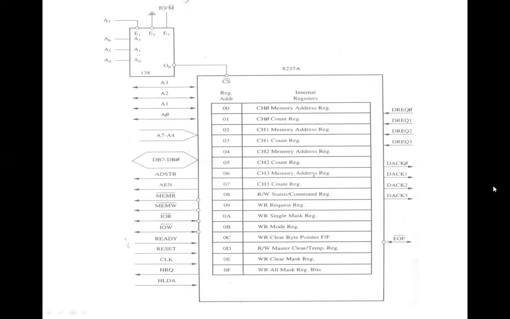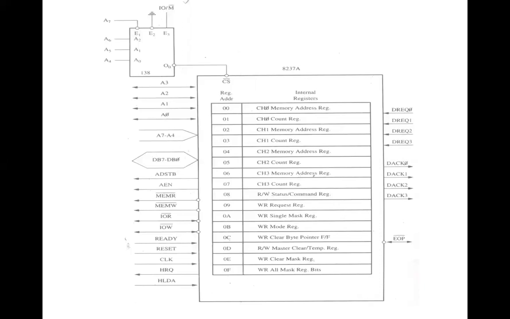Internally, 2 registers are associated with each channel. One is the memory address register and another is the count register. Each channel has these 2 registers. That is why this is the channel 0 memory address register and this is the channel 0 count register. Then channel 1 memory address register, channel 1 count register, channel 2, and then channel 3.